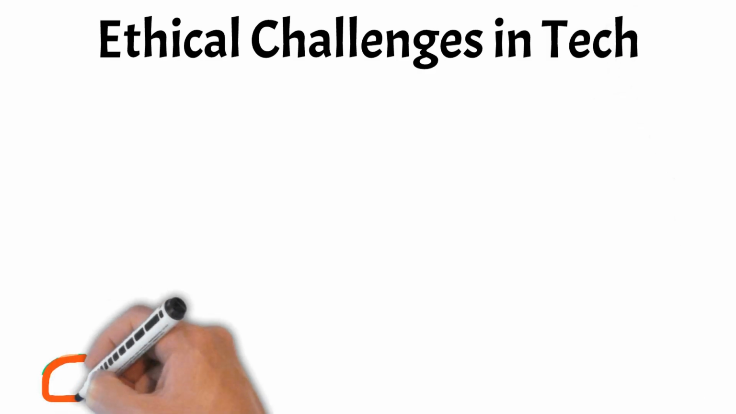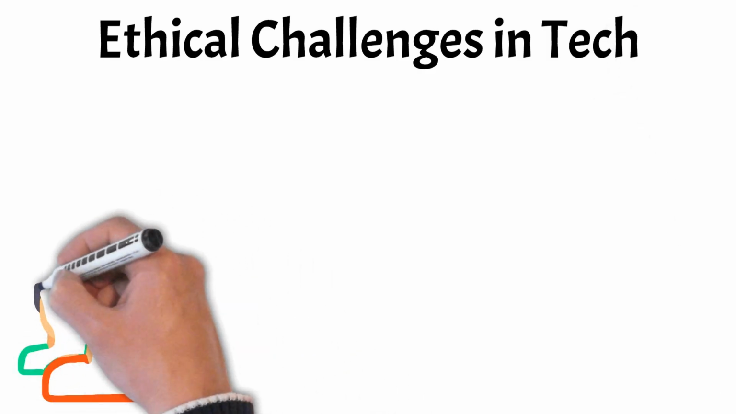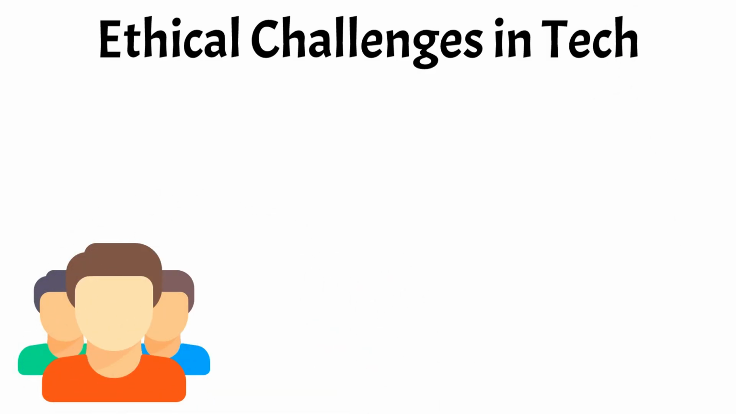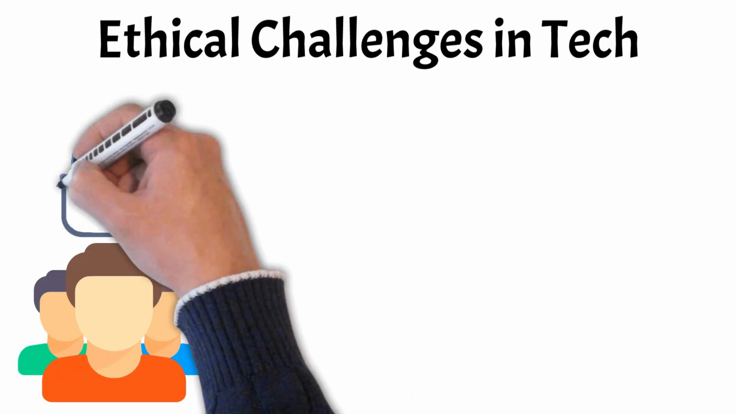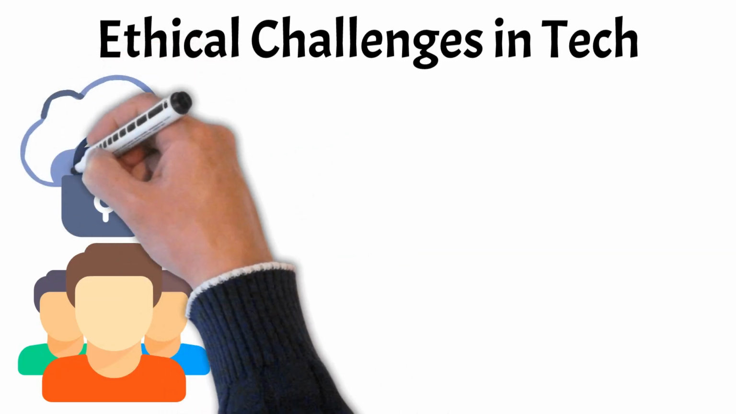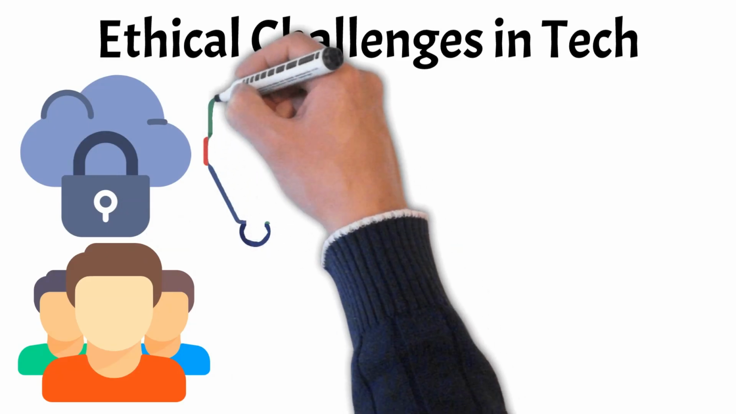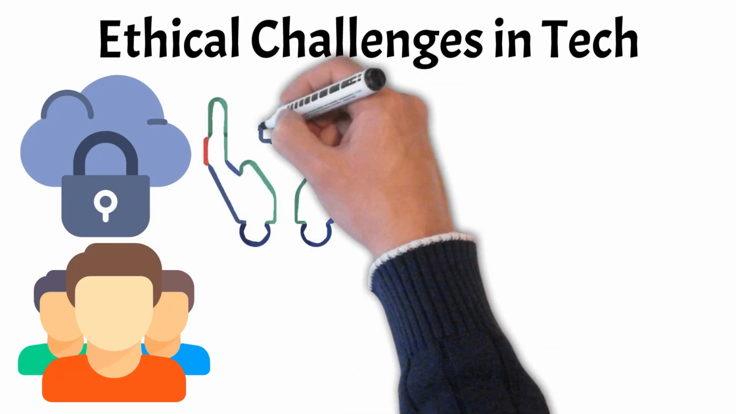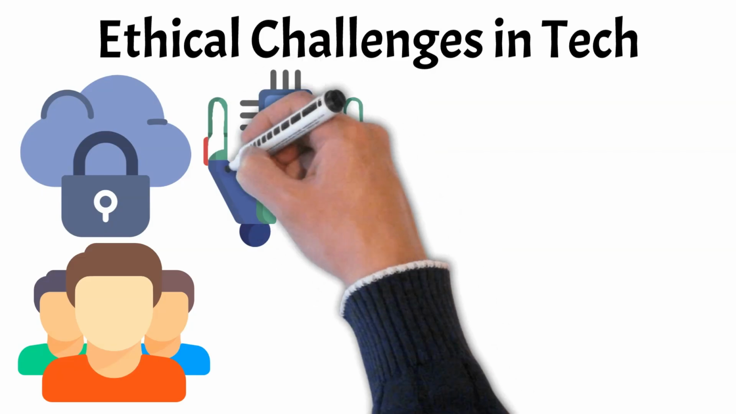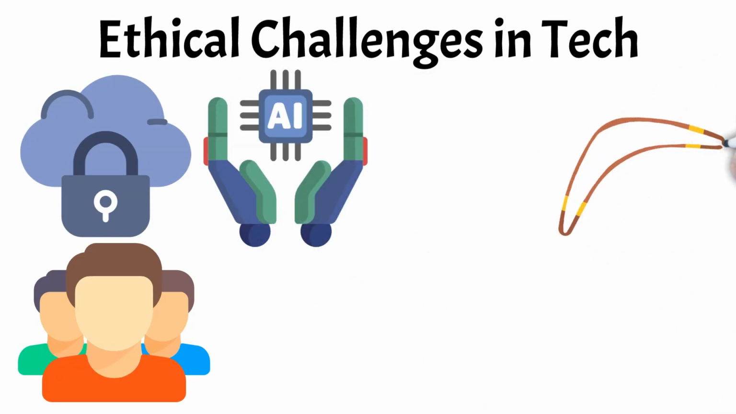Before we wrap up, let's talk about an essential aspect of computer science, its ethical and societal impact. As technology advances, it raises critical questions about privacy, security, bias, and accountability. From AI-driven decision-making to data privacy concerns, the way we develop and use technology affects individuals and society as a whole.